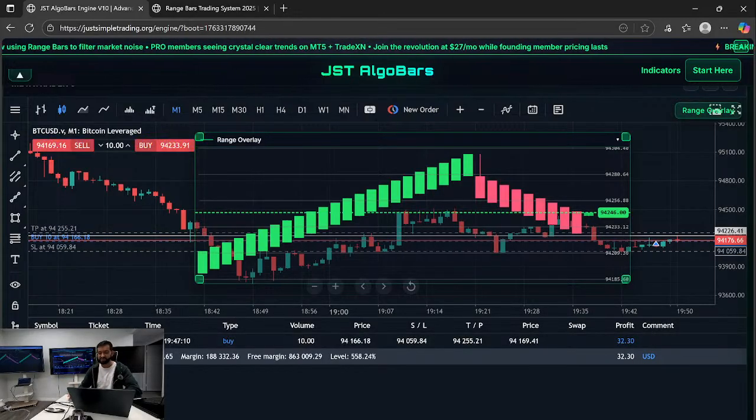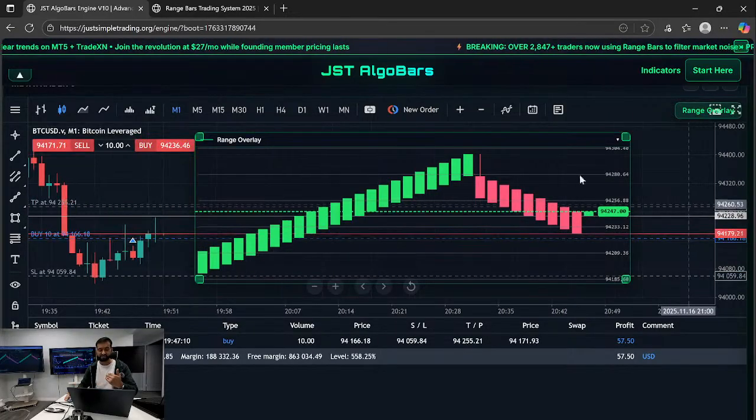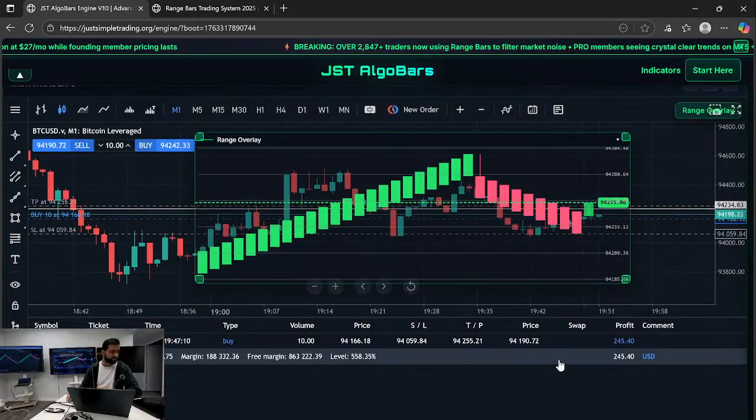As soon as the range bar reverses, as soon as the range bars go from red to green, we're looking for a buy trade. And as soon as the range bars are going green to red, we're looking for a sell trade.